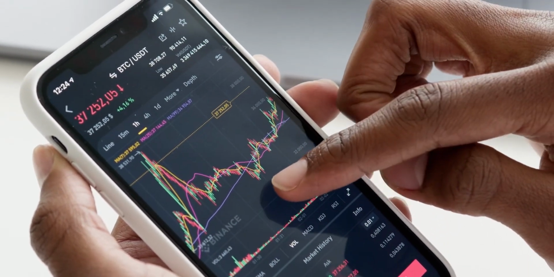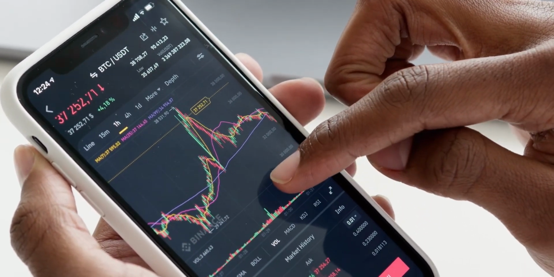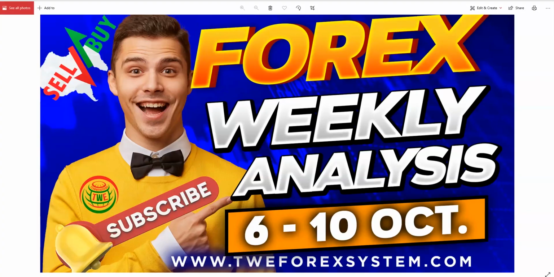Welcome to our Forex Weekly Analysis for the week of October 6th to the 10th, 2021. This is the very first week of October, guys, trading multiple time frame with our TWEforexsystem.com. So make sure that you stay to the end so you can grab one or two or three or four or all five ideas, and hopefully all will make sense to you. So welcome to our Forex Weekly Analysis, trading with Tim with Irvin for the week of October 6th to the 10th. All right, let's get to work.